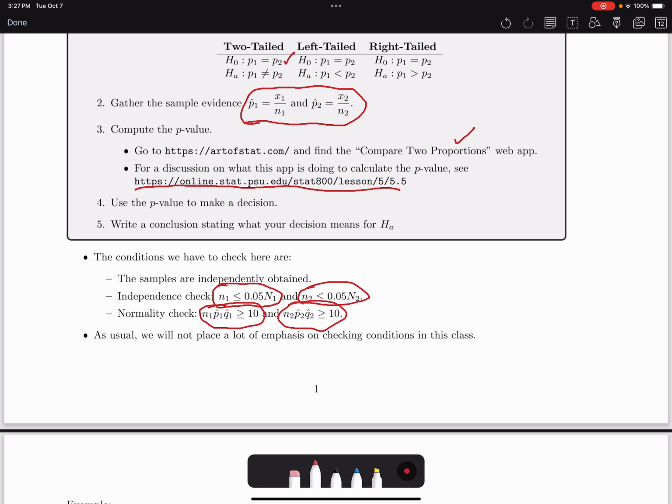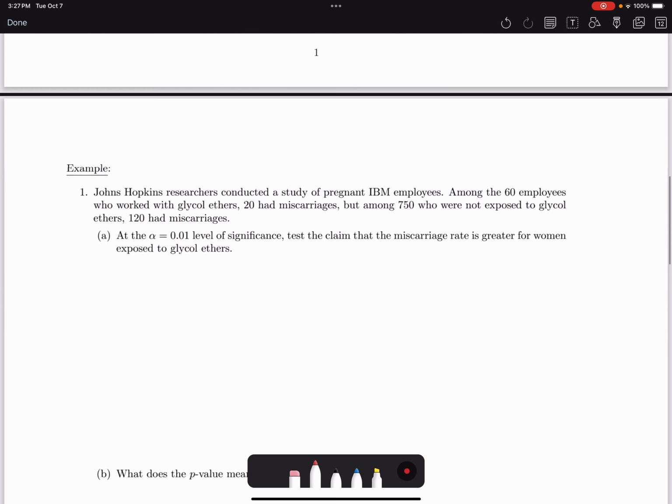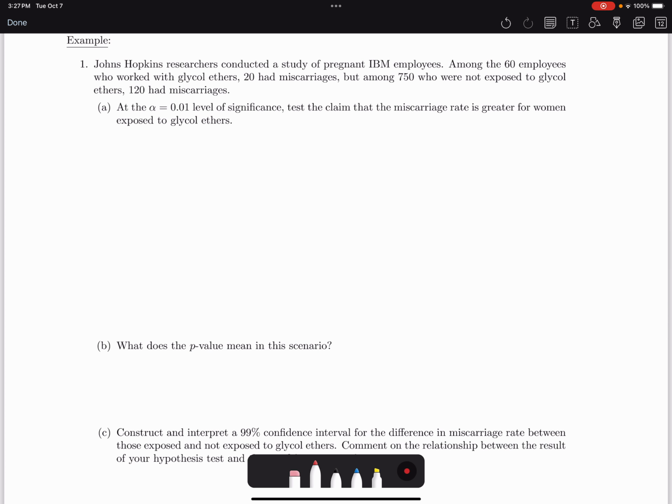It should go without saying, though, that if the conditions are not met, then the results of the hypothesis test are not valid. So in the real world, you would definitely want to check to make sure that these things hold. Okay, let's dig in. I have two examples for you, but we're going to stretch these examples as much as possible, and we're going to try to get a lot of information out of them.